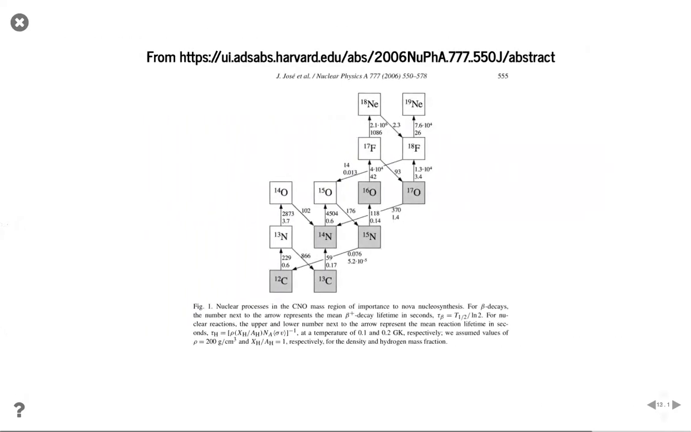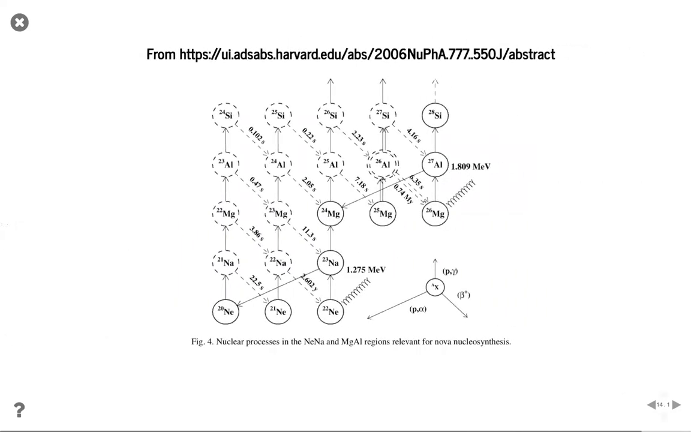Okay. So the last three slides just summarize the main nuclear reaction chains that can take place during nova explosion. I already mentioned them. This is the CNO cycle reactions here. So I will go fast through the slides. Neon-sodium, magnesium-aluminum cycles, right?